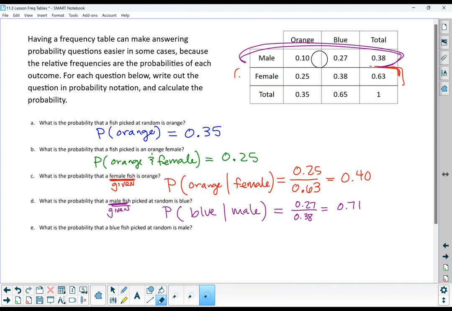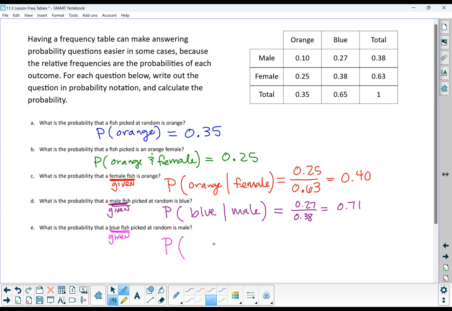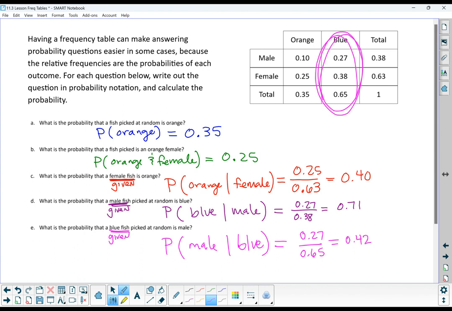Okay, last one with this table. We want to know what is the probability that a blue fish picked at random is male. So I reach into the tank, I grab a blue fish. This is my given condition. I know I'm grabbing a blue one. And I want to know what's the probability that the one I pick is male. So it's going to be out of, we're focusing on blue fish here, so it's out of 0.65. And the male ones are 0.27. So if we divide that, if I round, it gives us 42% or 0.42.